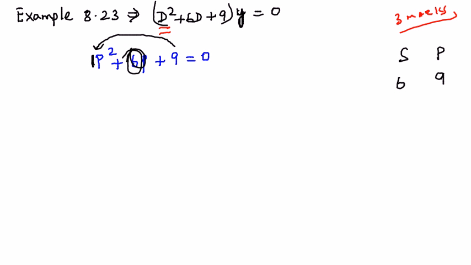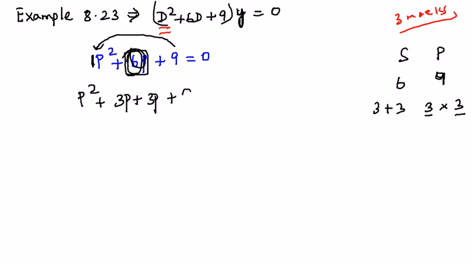So how can I write 9 as 3 into 3? And using the same two 3's, 3 plus 3 is also 6. So I can write this equation as p squared, and the 6p I will split as 3p plus 3p, plus 9 equal to 0. Many of you will be familiar with this, so you can do it straight away, but I'm just explaining it for someone who doesn't know about this.